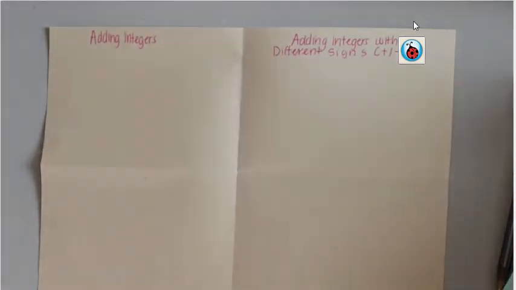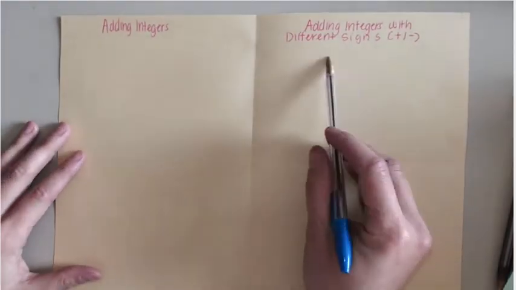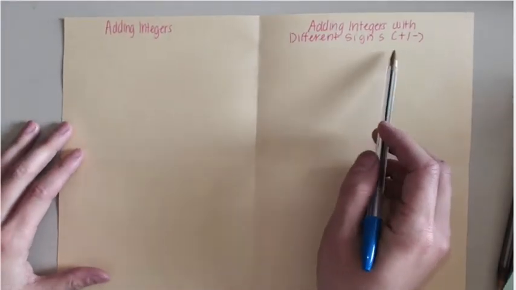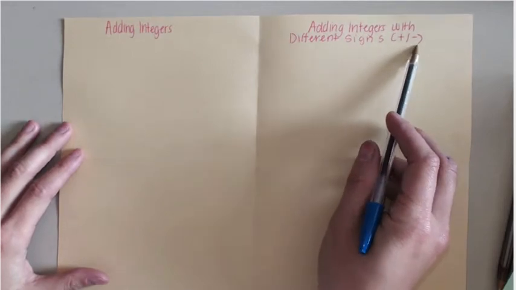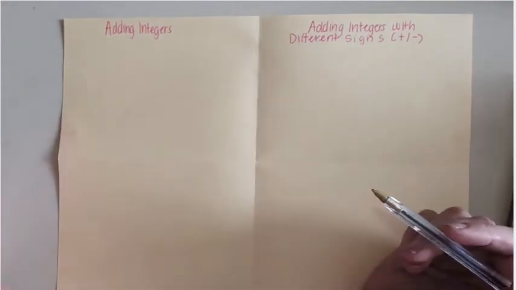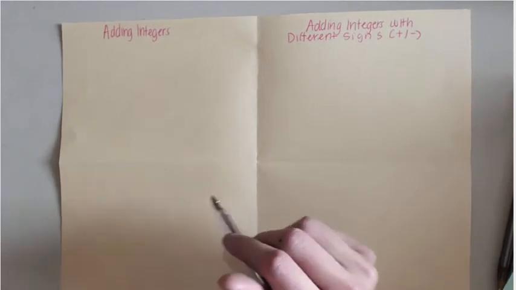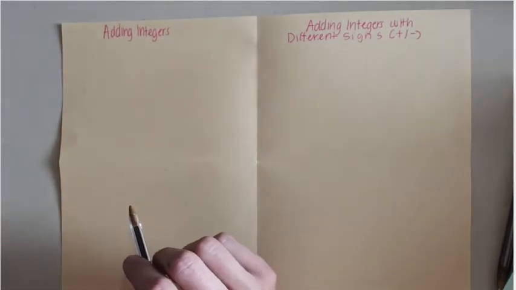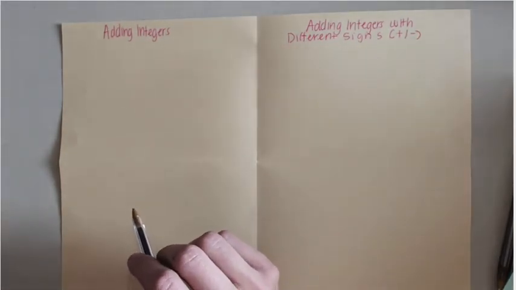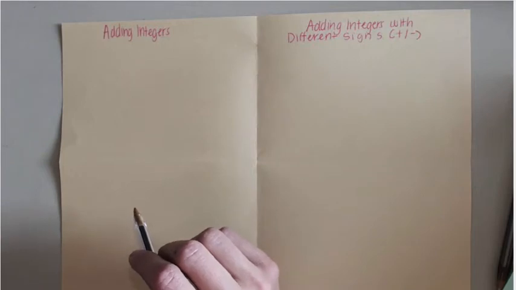Oh, sorry, this ladybug's in the way. Move it. Okay. So it is adding integers with different signs, and that means there's a positive and a negative. So there's one of each today. Okay. So pause the video, go ahead and write that down, get your thinking cap on, and then let's get ready to go.